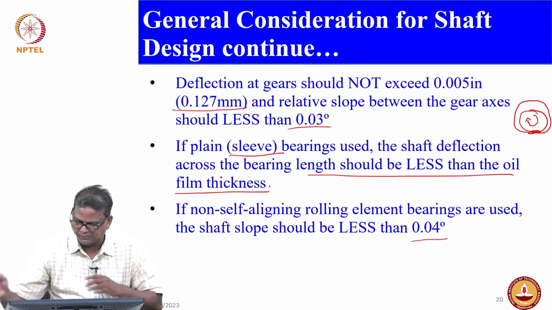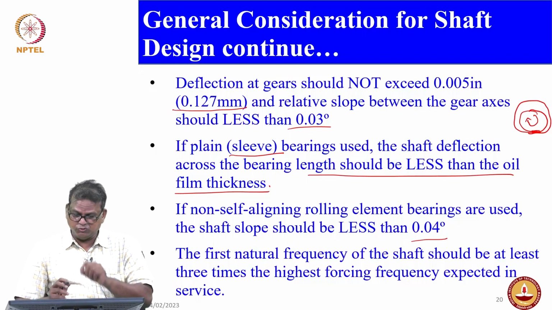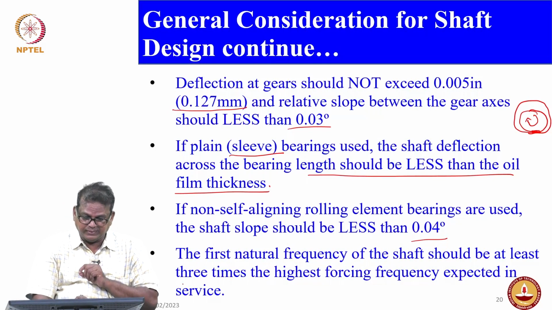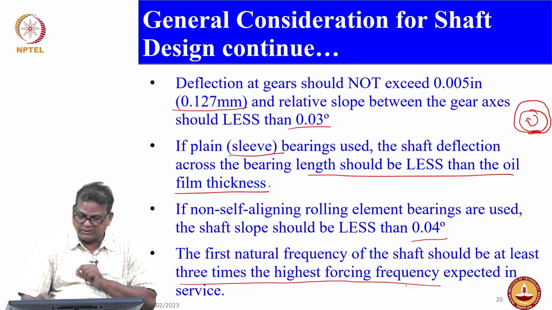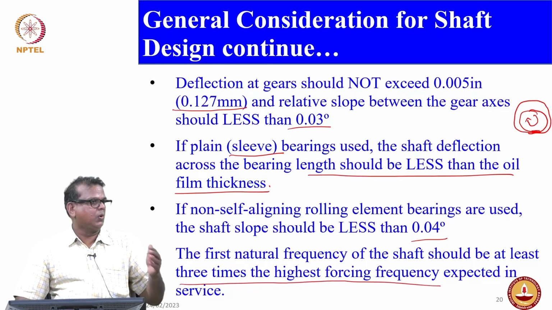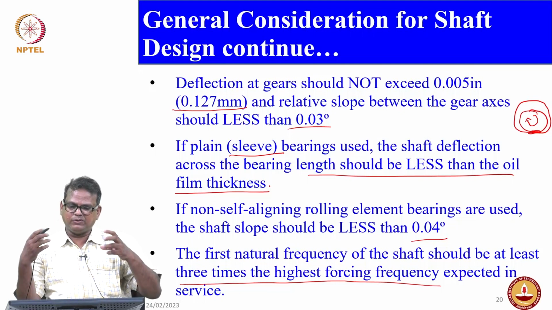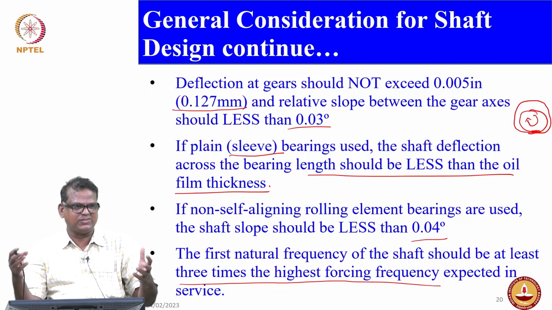A higher slope of 0.04 degree is allowed. The first natural frequency of the shaft should be at least 3 times higher than the highest forcing frequency expected in service. Obviously, this is to avoid any resonance. Now you know why it is better to choose a hollow shaft than a solid shaft.